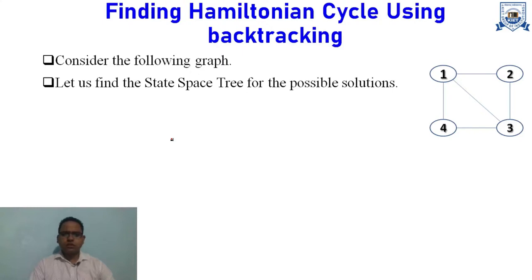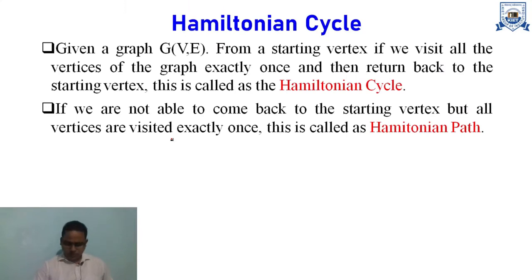Now here you can see finding the Hamiltonian cycle using the backtracking approach. How you can find this? Okay, so before this, let's take one example of a graph. Let's take some simple example.